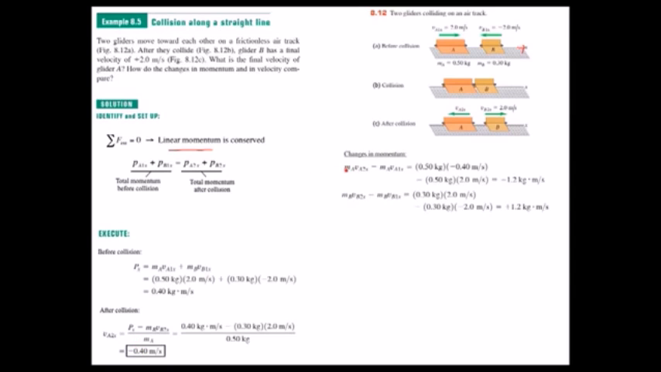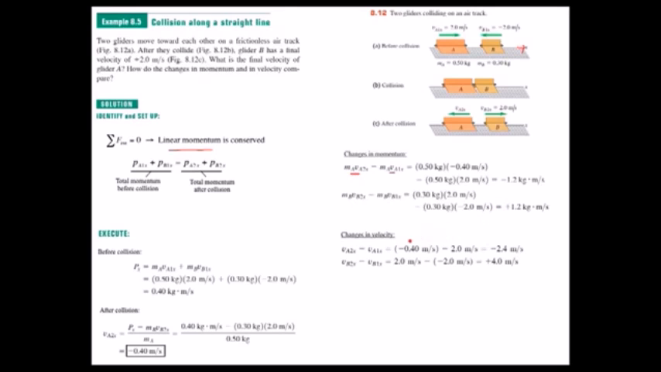Now we can look at the changes in momentum. So we'll begin with glider A. Its initial momentum is here. Its final momentum is here. We take the difference. We have numbers for everything. You get minus 1.2 kilograms meters per second. Doing the same for glider B, we get plus 1.2 kilograms meters per second. Notice that the change in momentum of A plus the change in momentum of B is going to give me 0. And that must be true because the momentum of the system can't change.